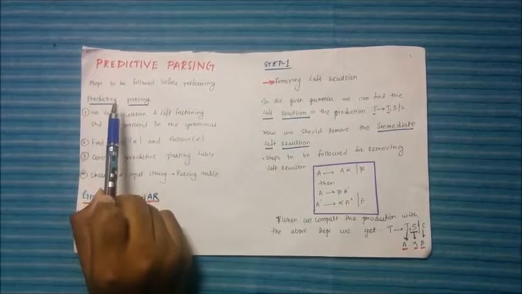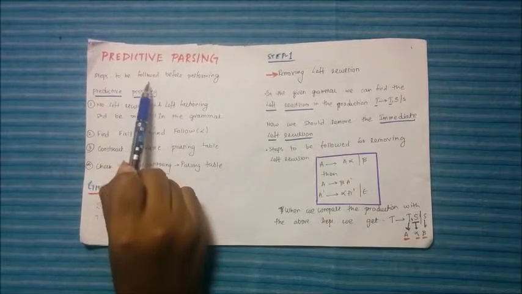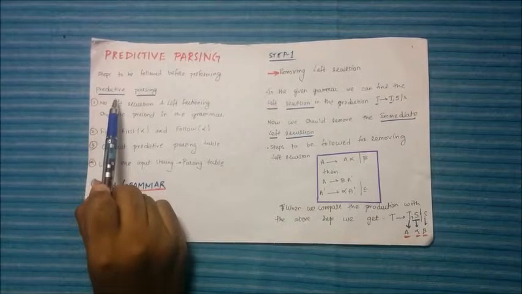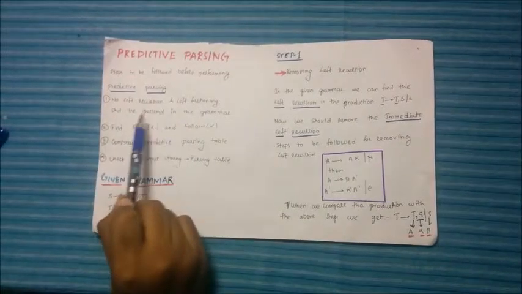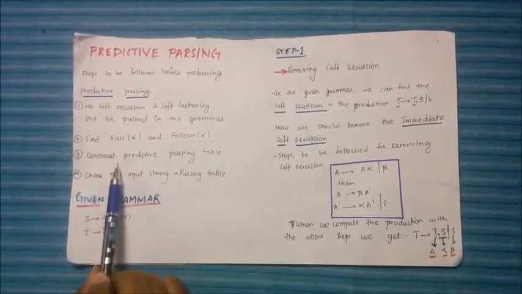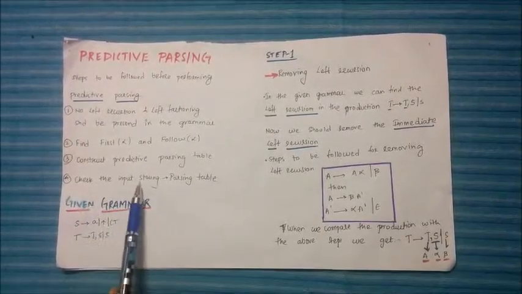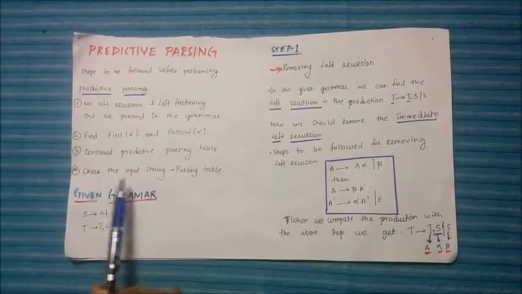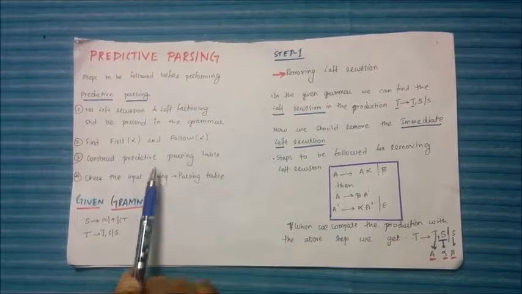I'm going to discuss the second part of the question, predictive parsing, and the steps to be followed before performing it. For predictive parsing, no left recursion and no left factoring should be present in the grammar. Find first of alpha and follow of alpha. Construct the predictive parsing table. Check the input string using the parsing table. These steps have to be followed for doing the above problem.